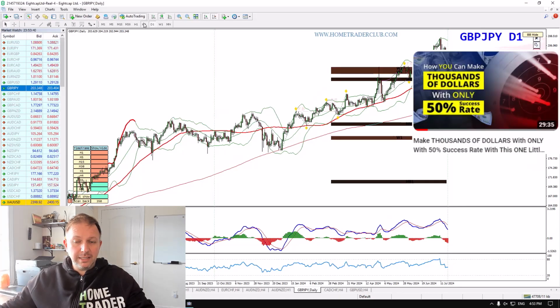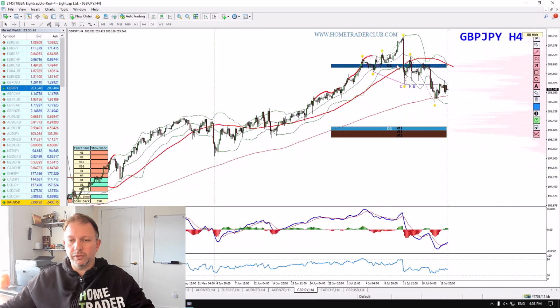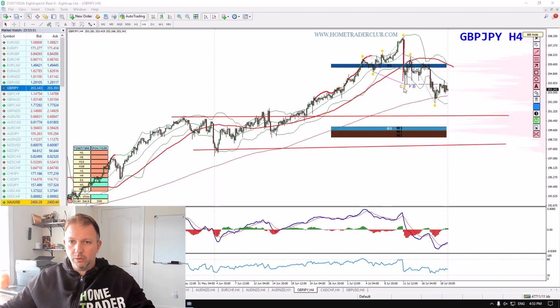So the way I see it, on a short term it's not over yet, and there are two scenarios I would be looking to trade on the pound yen. Scenario one: it continues the final leg down, completes a three-wave move, 1, 2, 3, and completes some bullish divergence here, and from this zone I will be after buys.